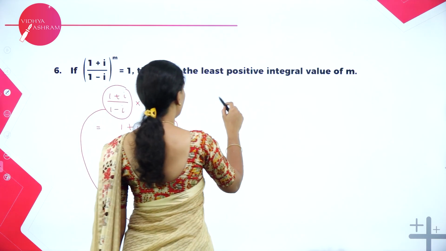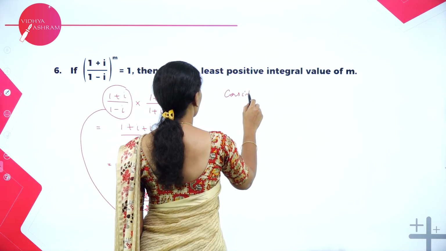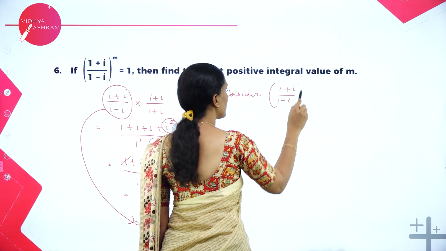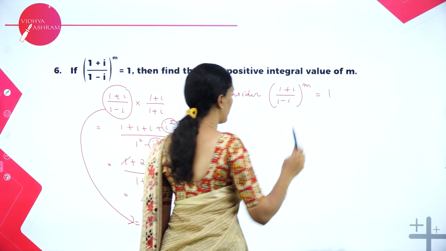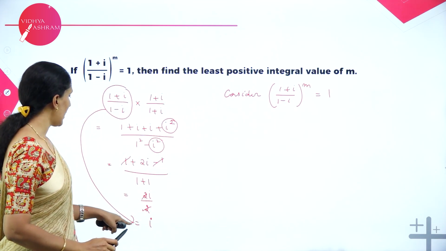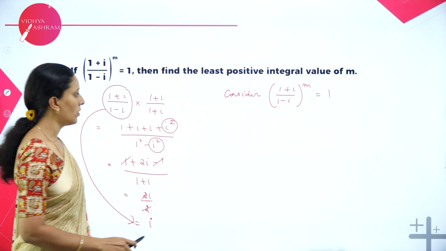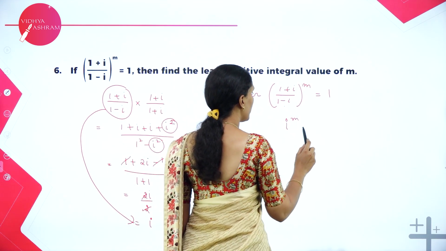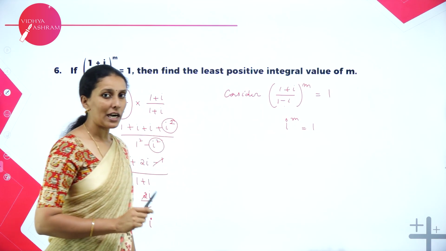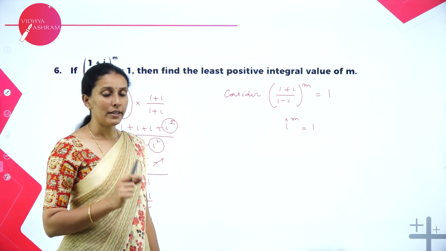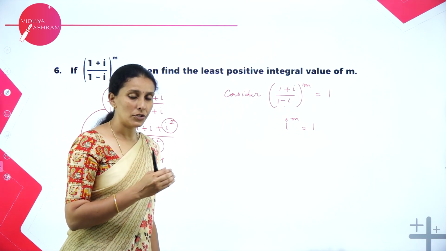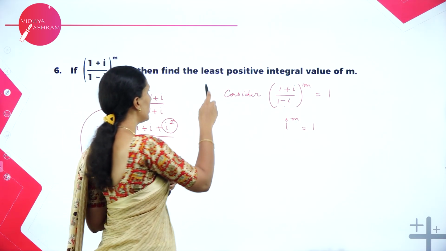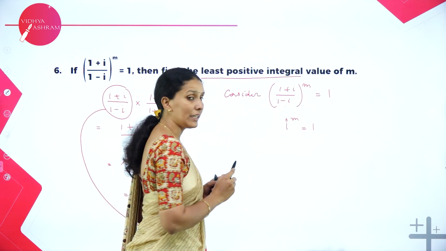So now consider 1 plus i divided by 1 minus i whole power m is equal to 1. 1 plus i divided by 1 minus i can be taken as i now. So therefore, instead of this, I'll replace it with i. i power m is equal to 1. We have studied the powers of i, that is, the least positive integer for which i power m is 1 is m equal to 4. So here we need to find the least positive integer value.